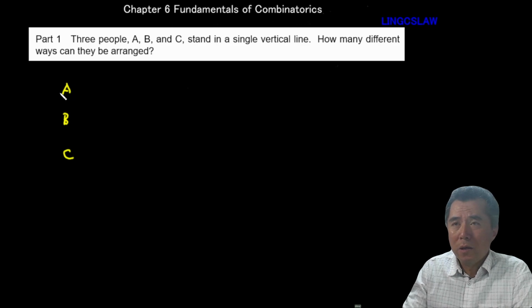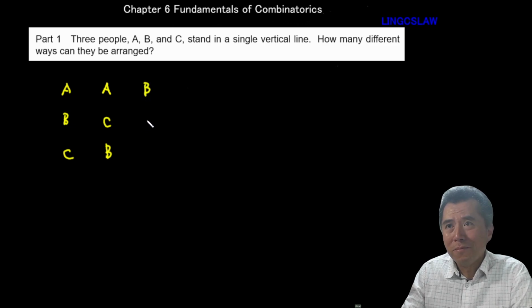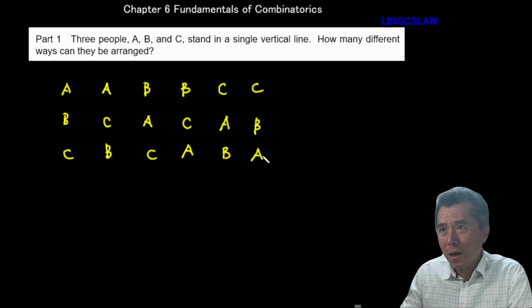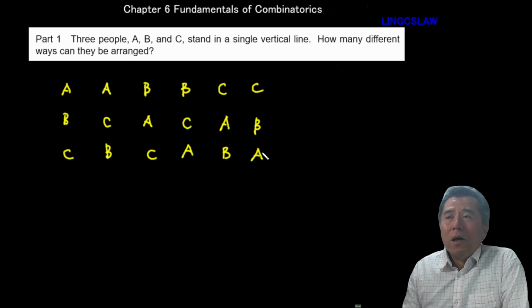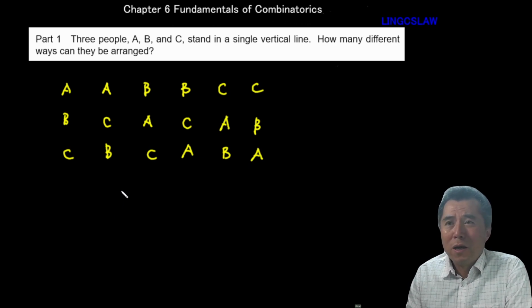So A, B, C, and A, C, B, and then B, A, C, B, C, A, and C, A, B, C, B, A. I think that's all. By the way, how can I calculate this in a mathematical way?